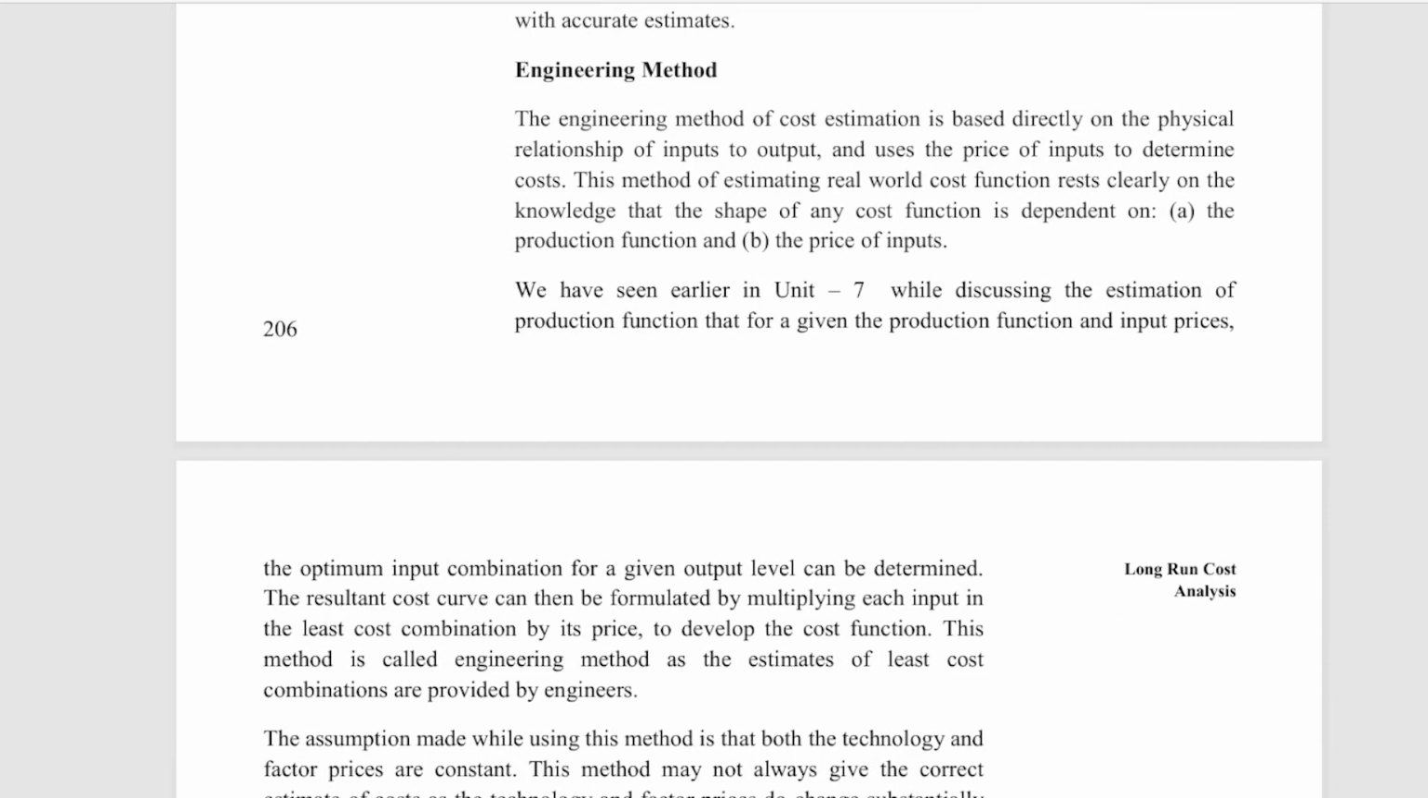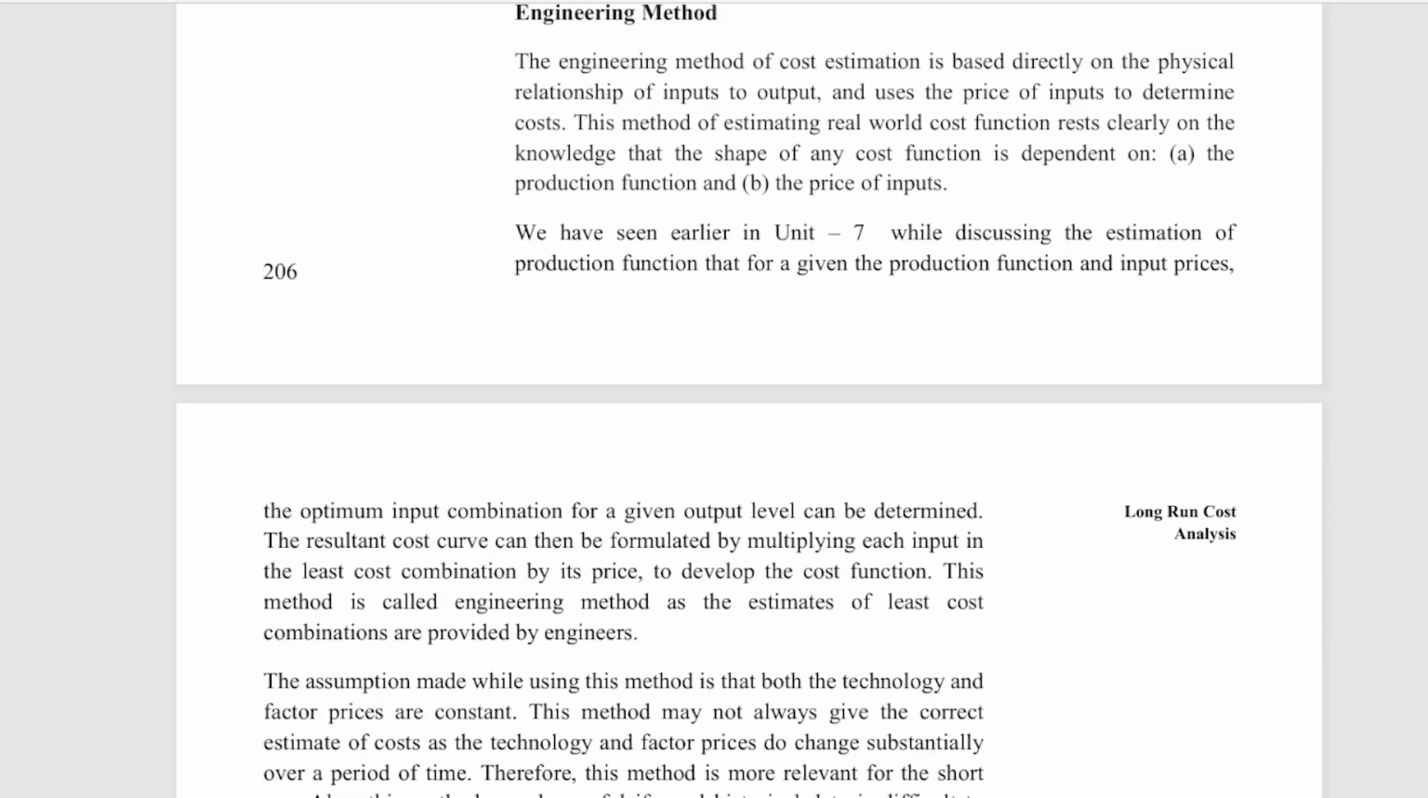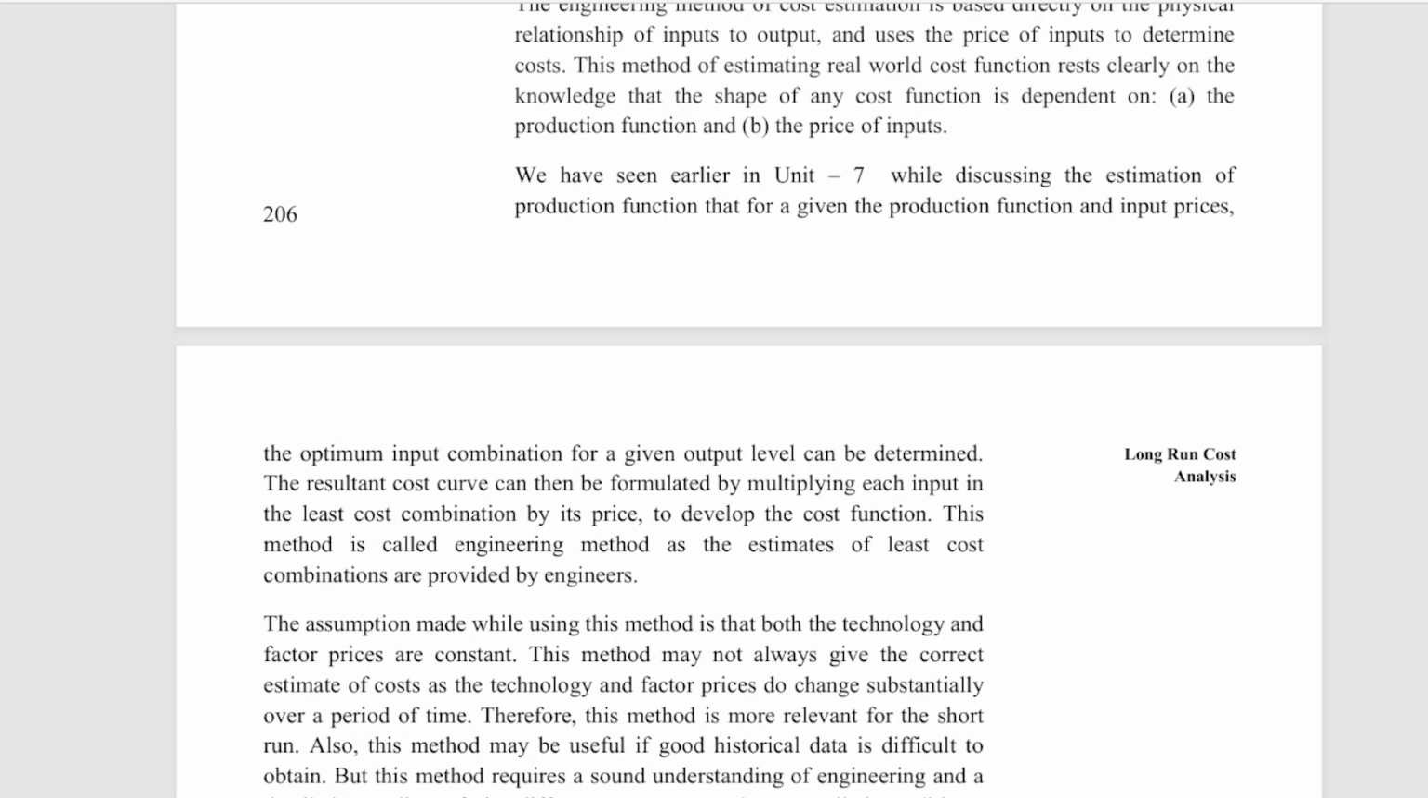The engineering method of cost estimation is based directly on the physical relationship of input to output and uses the price of input to determine cost. This method of estimating real world cost function rests clearly on the knowledge that the shape of any cost function is dependent on the production function and the price of input.